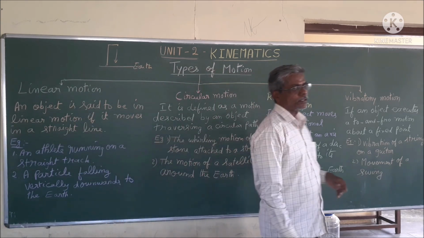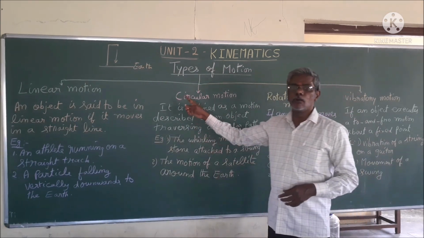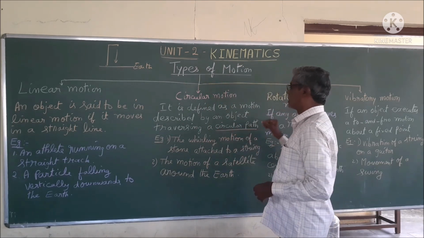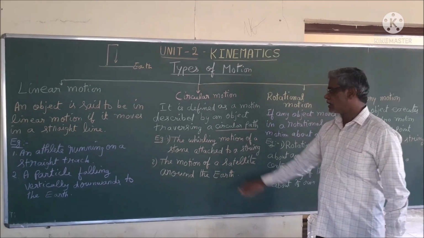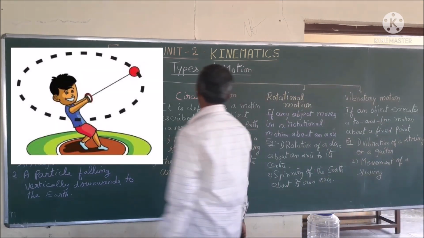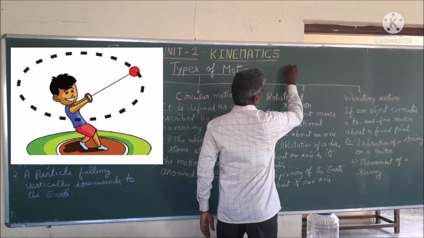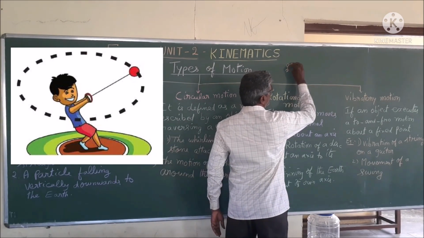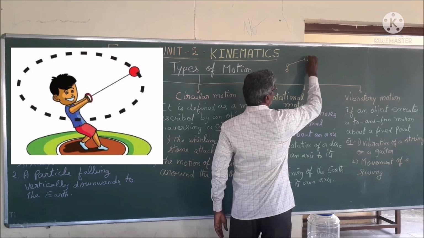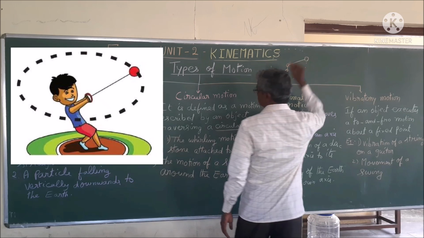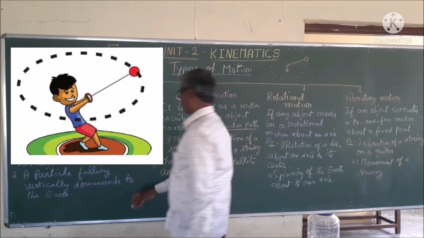Next, we will go to circular motion. If the object moves in a circular path, I can call it circular motion. Example, the whirling motion of a stone attached to a string. A man is standing holding a string with a stone. Now if it rotates, this is called circular motion.